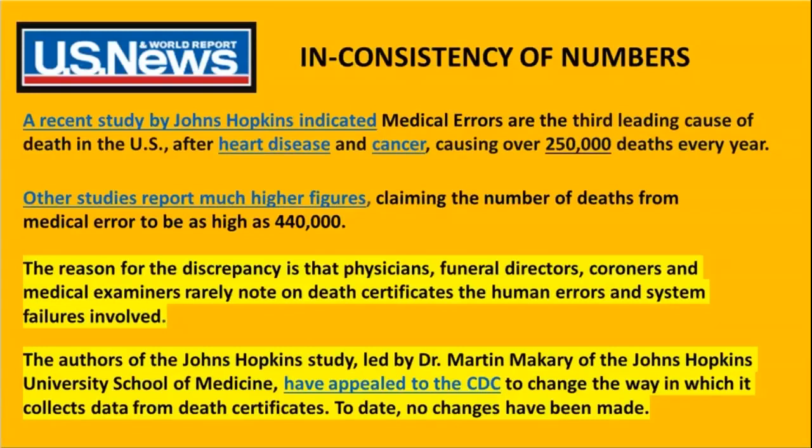If you look at a U.S. News and World Report study, Johns Hopkins indicated numbers close, but a little bit different. And then if you go down to the highlighted yellow area, I think it's telling right there. The reason for the discrepancy is that physicians, funeral directors, coroners, and medical examiners rarely note on death certificates the human error and system failures involved. And then following that, the authors of the Johns Hopkins study, led by Dr. Martin Makary of Johns Hopkins University School of Medicine, have appealed to the Centers for Disease Control to change the way in which it collects data from death certificates.